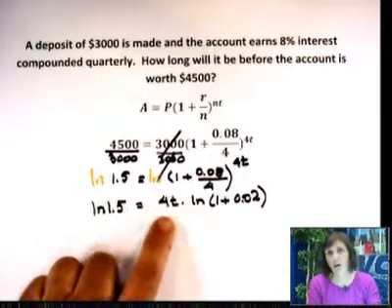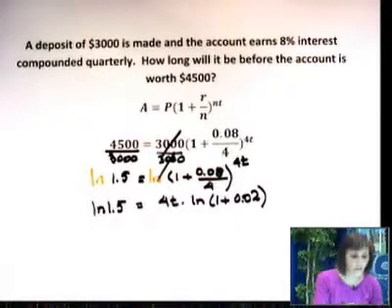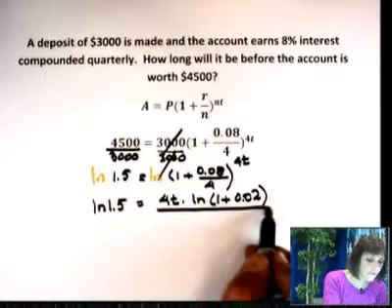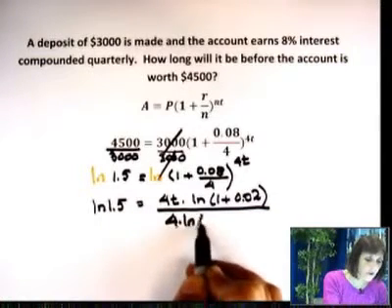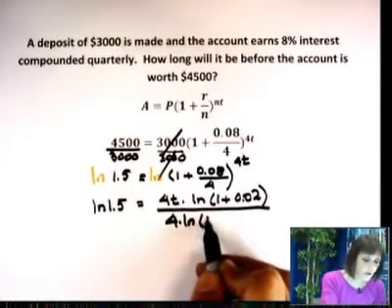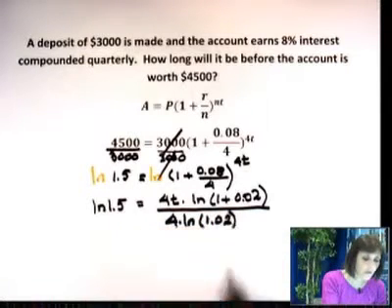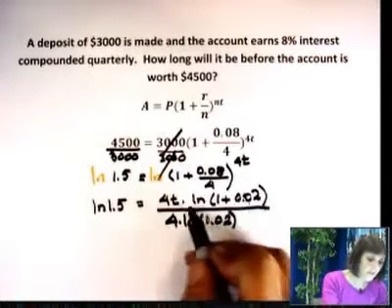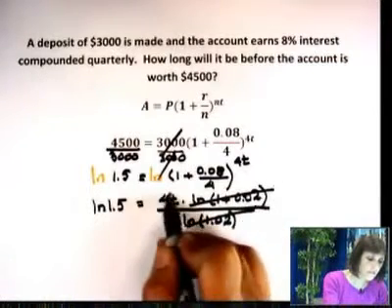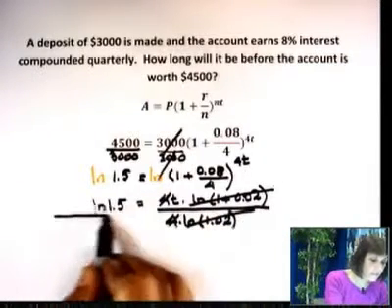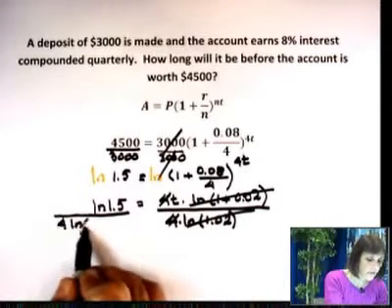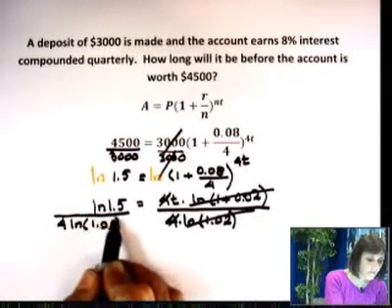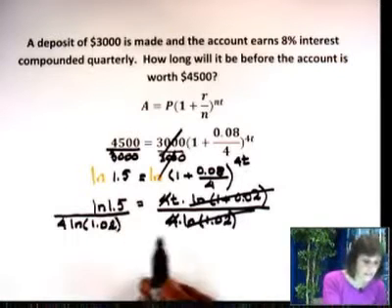Now I'm supposed to solve for t. So what can I do? I can divide both sides by 4, which is that guy, times ln of 1 plus 0.02 is 1.02. And look what's going to happen. These two will go, and these two will go. But I have to do that on the left-hand side as well. 4 ln of 1.02. And that will give me the t.